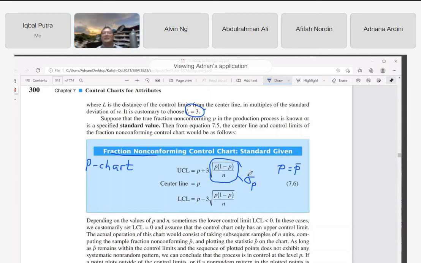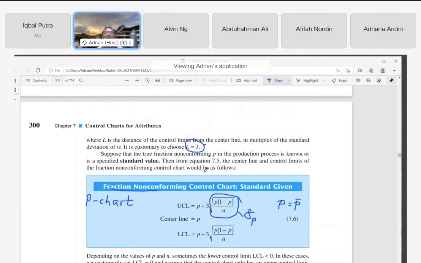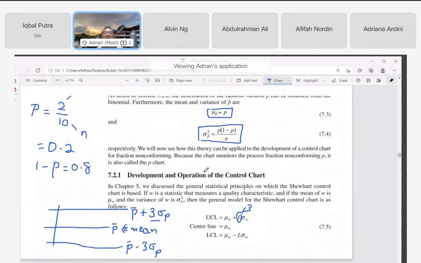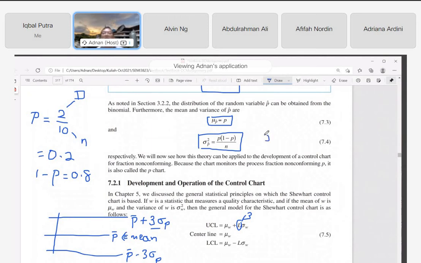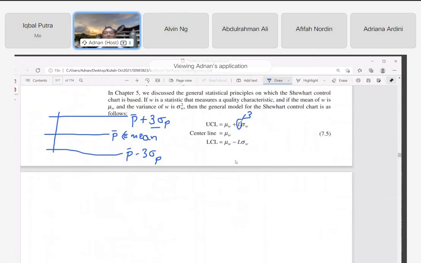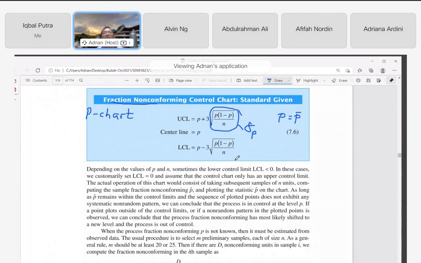If you get this cap here, it means the estimated values. So P1 minus P divided by N, because this is taken from the variance, you take the square root. If you see here, this is squared, this is the variance. Because we want only the standard deviation, we take the square root of P1 minus P divided by N. So that's all for the P chart.